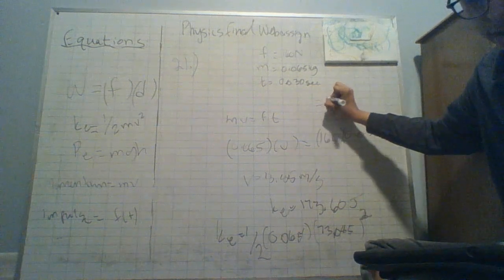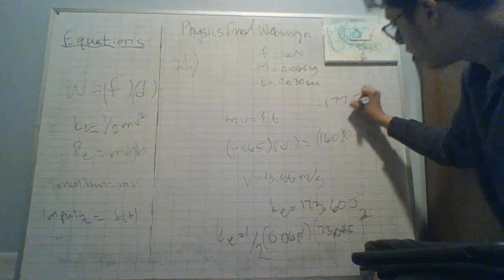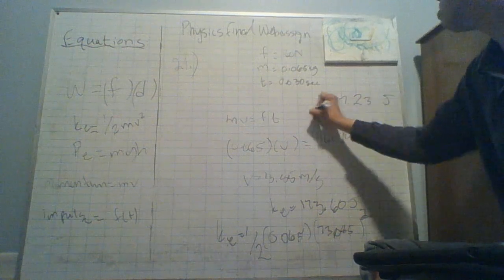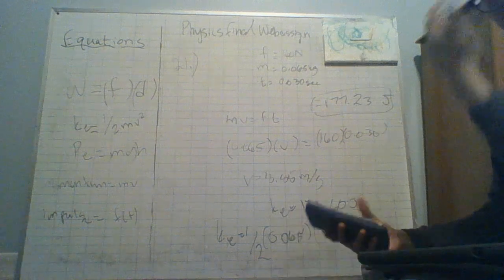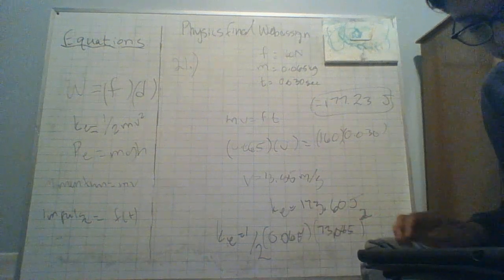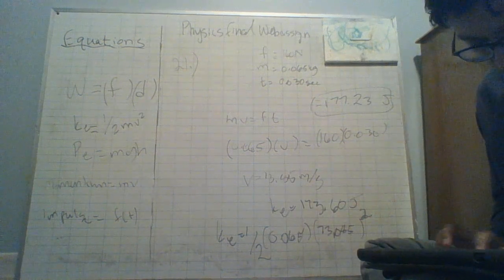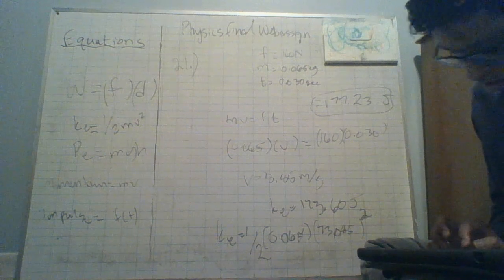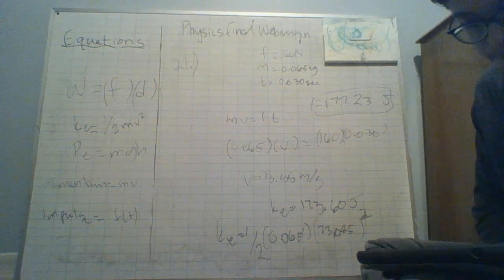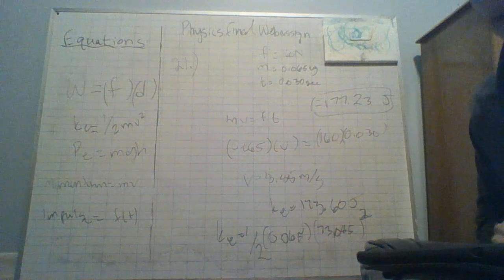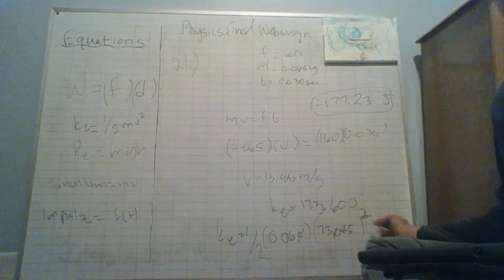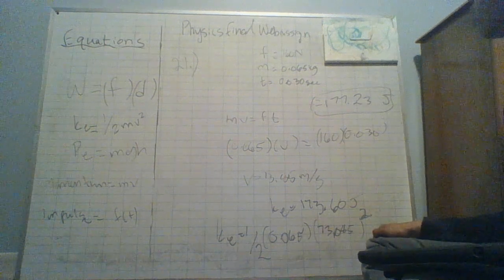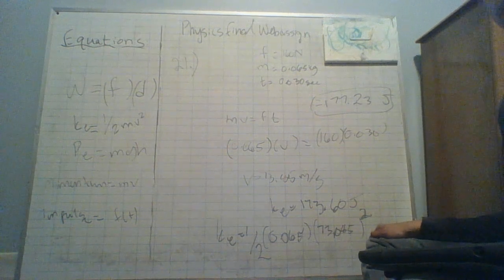So I got a final answer of 177.23 joules. I'm sorry for the long delay right there. I was just double checking and I realized, wait, I'm wrong. And if I plug that into the WebAssign, it should say that I'm right. And indeed, it accepted the answer. So that's the correct way to do it. Remember to square it. Don't do what I did. And yeah, that's how you do question number 21 on the WebAssign.